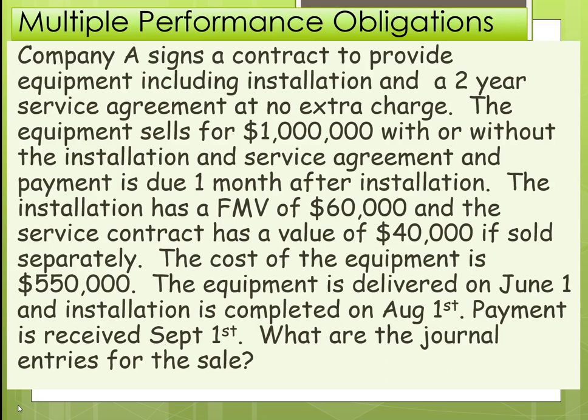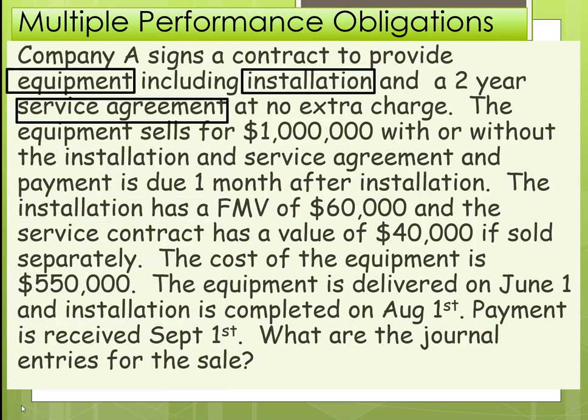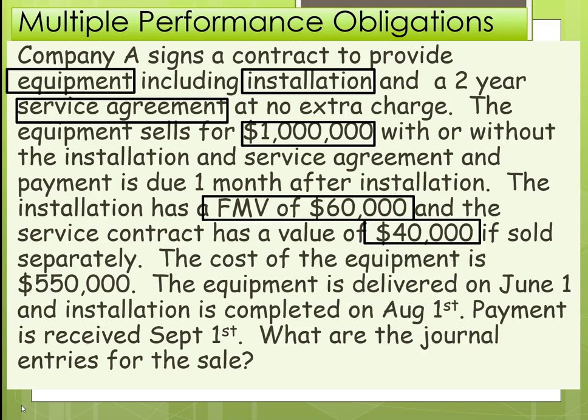First, we need to identify our performance obligations. So, what are we providing? We're providing equipment, installation, and a service agreement. So we actually have 3 deliverables. Now, we're doing this for $1 million. And the installation has a fair market value of $60,000, and the service contract has a value of $40,000, and in addition, the cost is $550. Now we're going to look at our 5-step process.